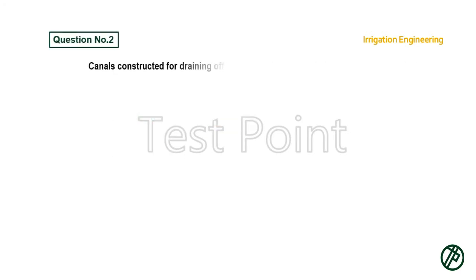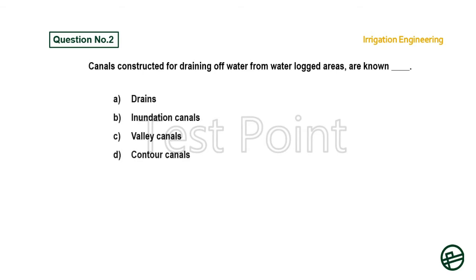Question number 2. Canals constructed for draining off water from waterlogged areas are known as: Option A, drains. Option B, inundation canals. Option C, valley canals. Option D, contour canals. Answer is option A, drains.